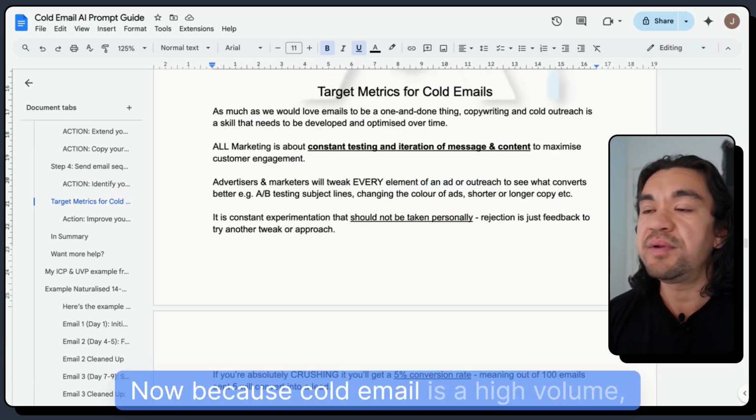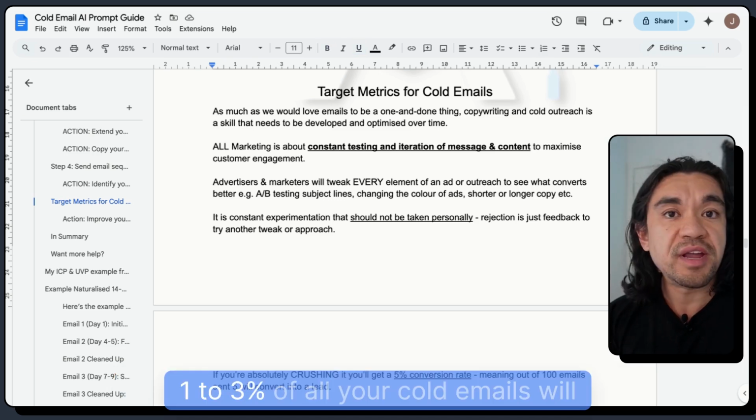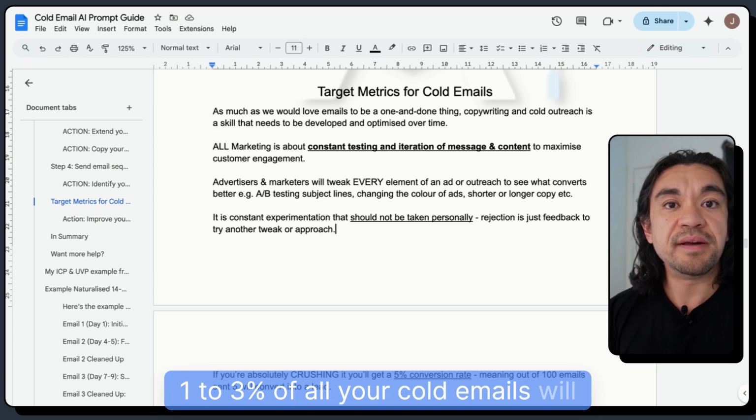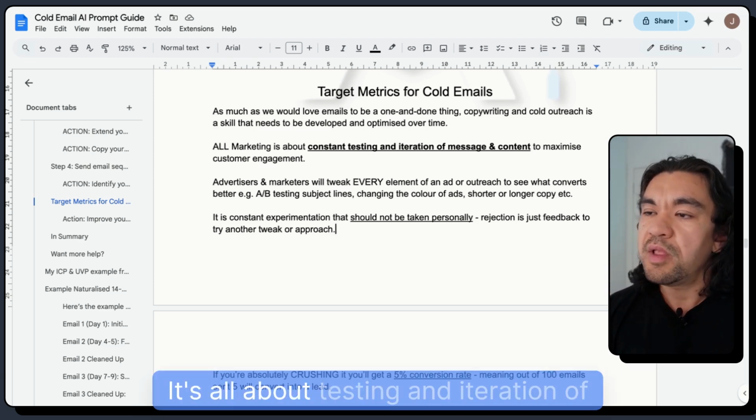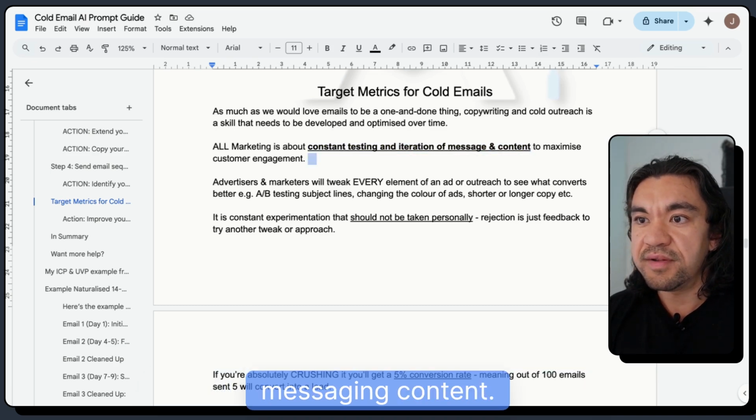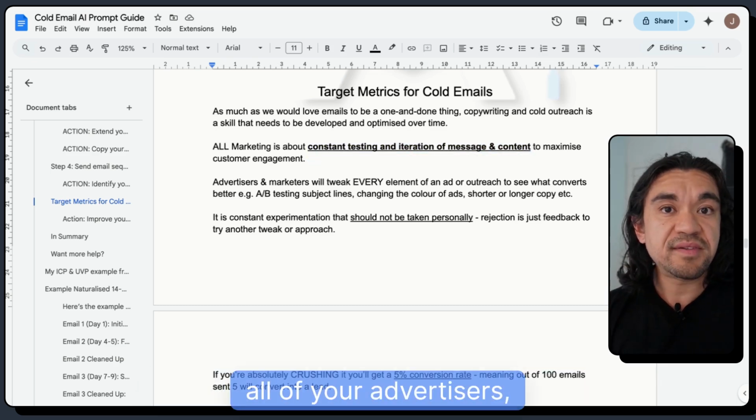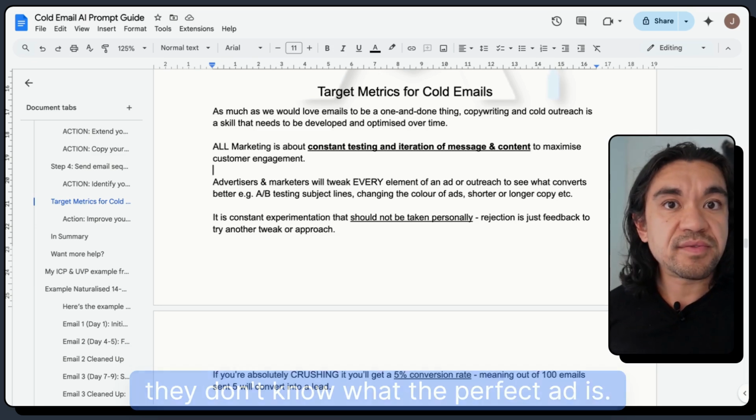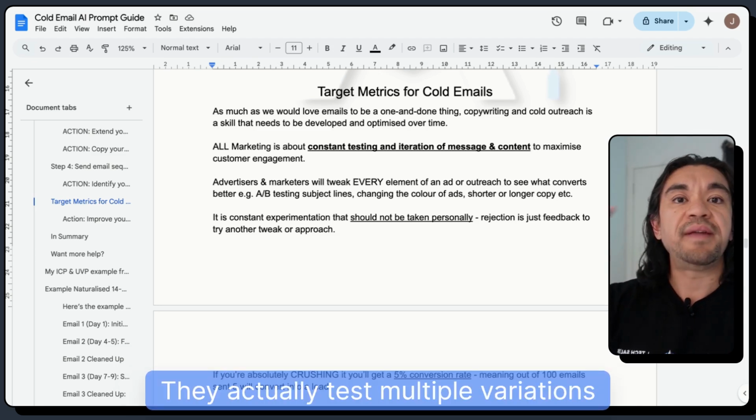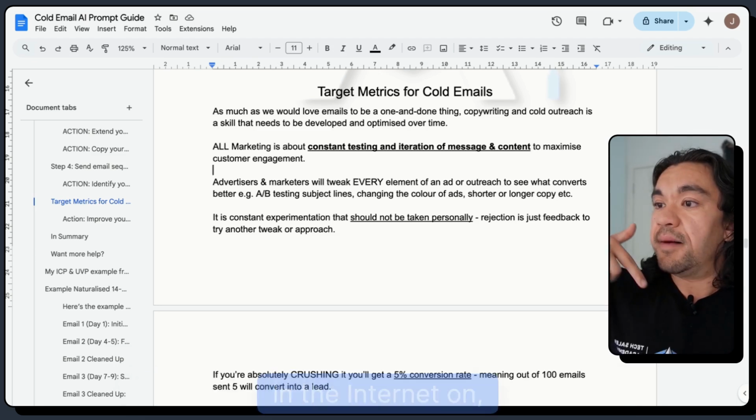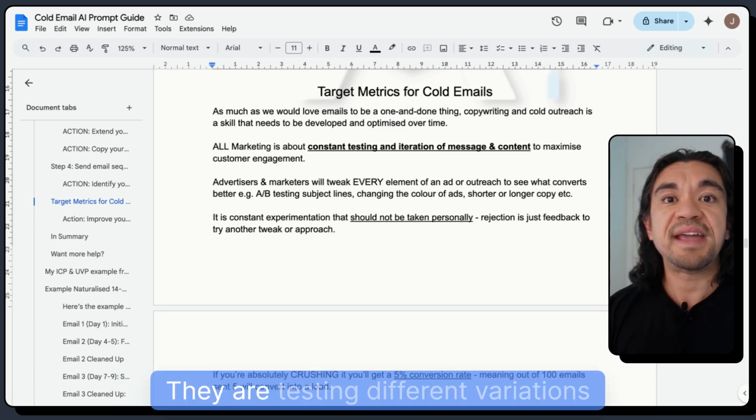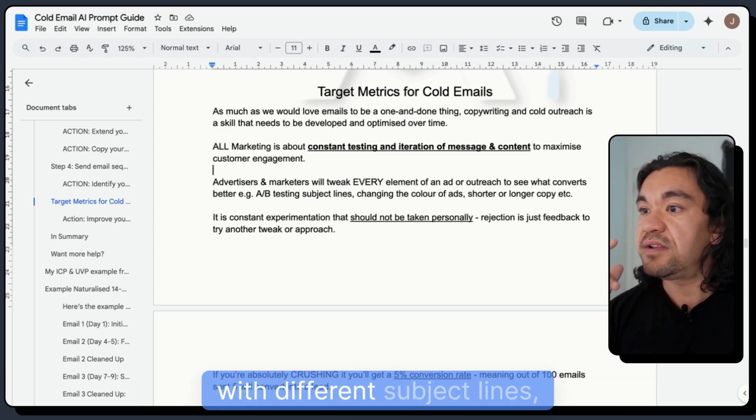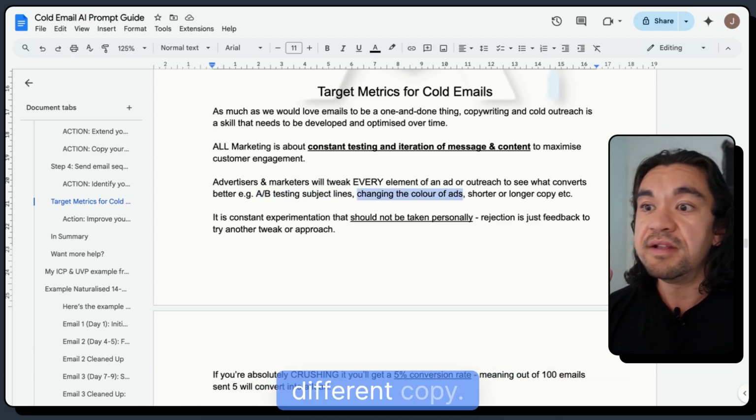Now, because cold email is a high volume, high rejection game, again, 1 to 3% of all your cold emails will actually result in a lead or a response. You need to get used to it. It's all about testing and iteration of message and content. All of your marketers, all of your advertisers, they don't know what the perfect ad is. They actually test multiple variations of the same ad on the internet, on Meta ads or IG ads or whatever you want to call it. They are testing different variations with different subject lines, different colors, different copy.